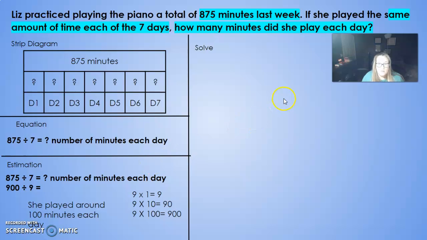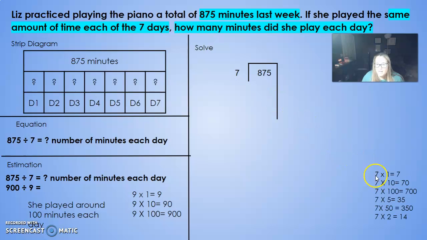So now I'm going to solve, and I'm going to use partial quotients to solve. Last week we used our place value discs to help us, and we were basically doing partial quotients just with the visual. This week I'm going to take that away. But if you still need to do it, you know what to do because we did it last week. So let's look at this problem setup. I am doing 875 divided by 7. So I have 875 minutes and I'm dividing them into 7 days. The first thing I'm going to do whenever I'm at my solve stage is I'm going to write down my friendly numbers.